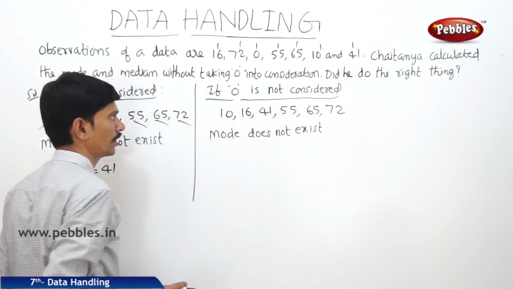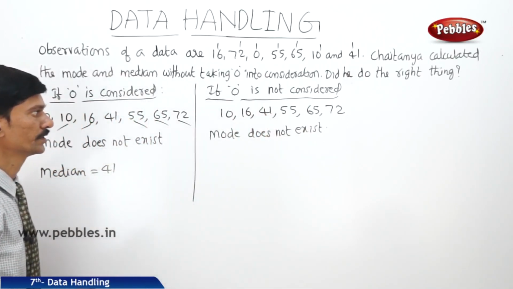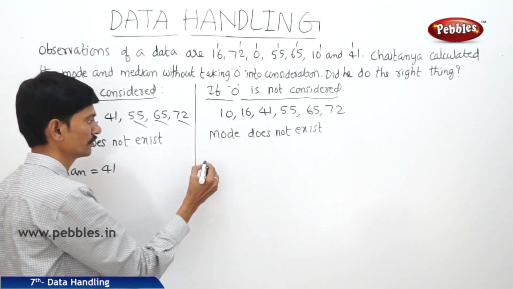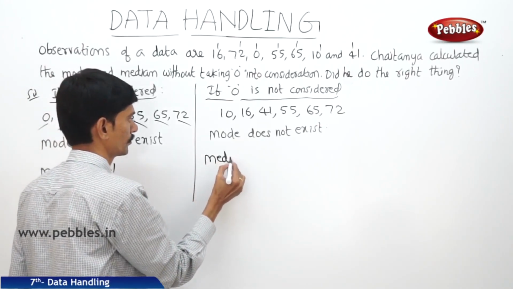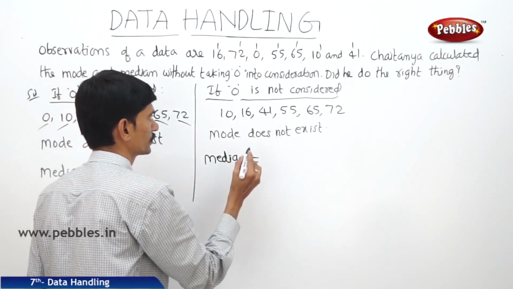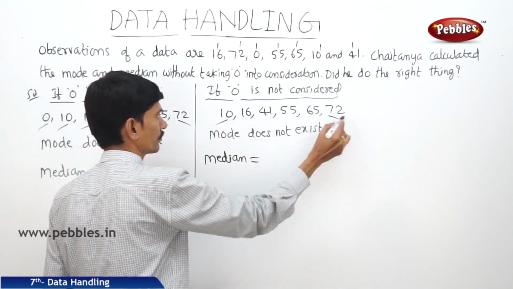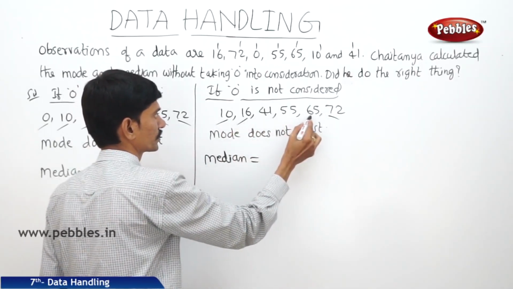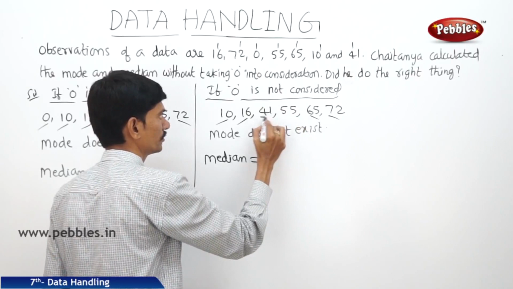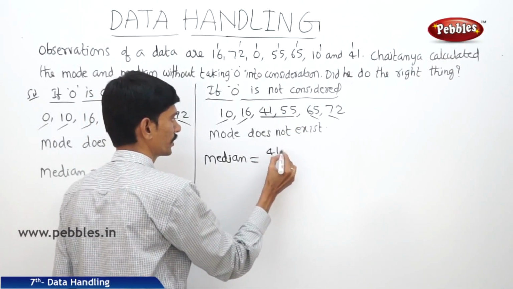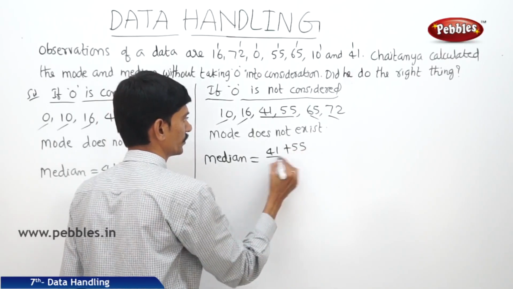Because there is no value which is repeated, which is occurring most frequently, there is no mode. So then we find the median. We will find the middlemost observation. There are two middle values, 41 and 55. We will find their average. So (41 plus 55) by 2.